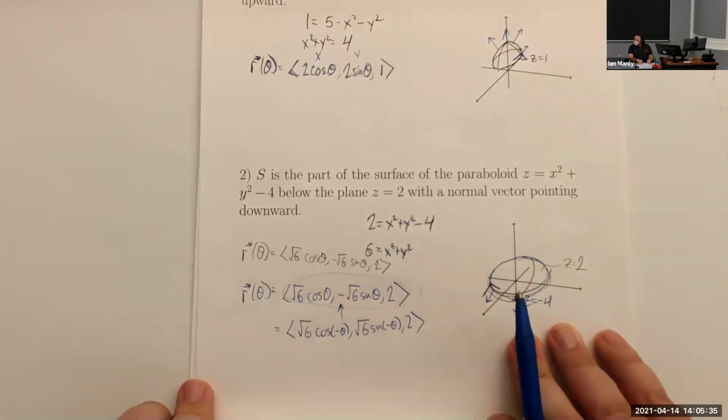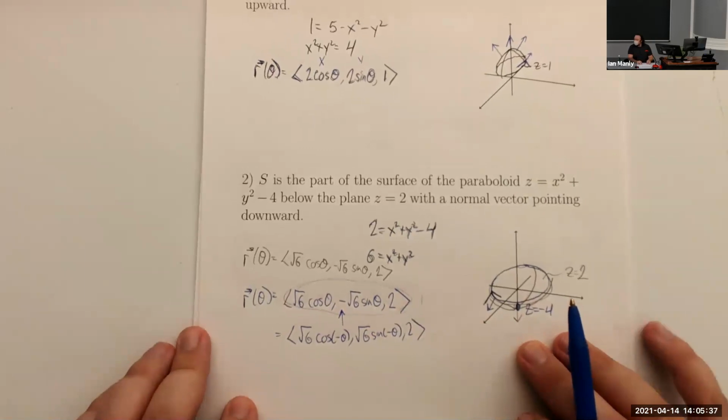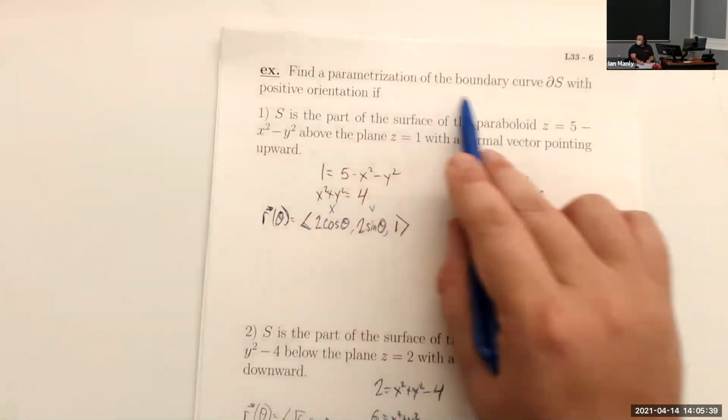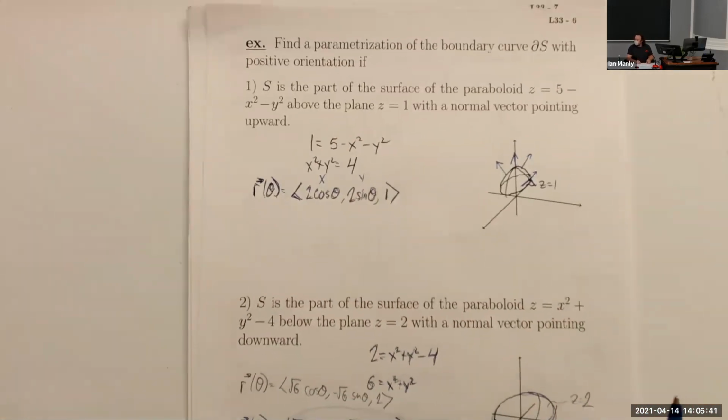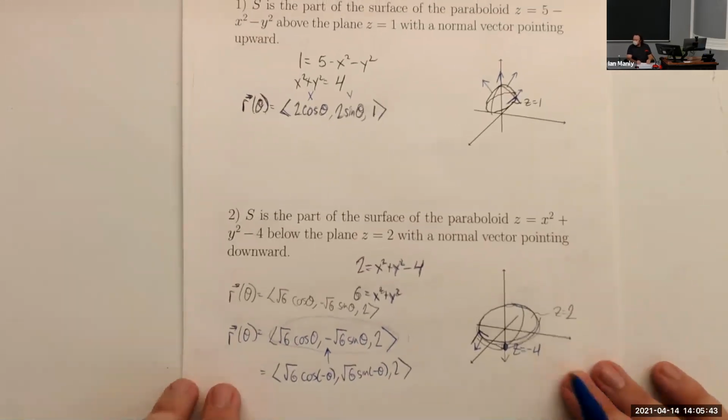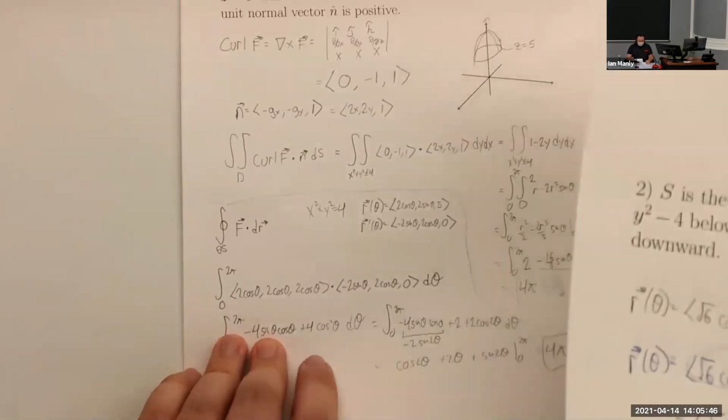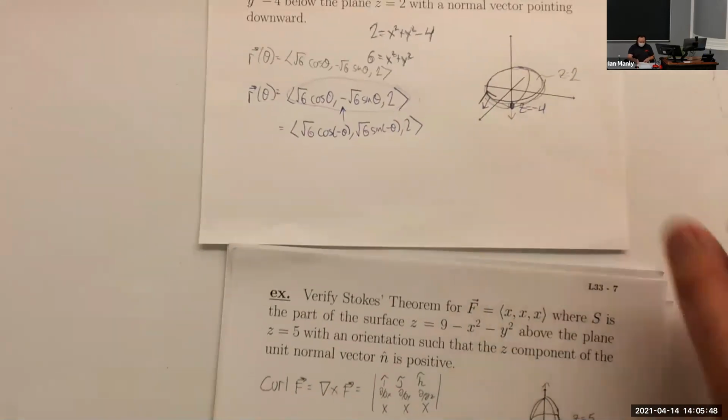All right, all we're doing here is boundary curves. Yeah, so all we needed to do is find the parameterization of the boundary curve for these problems. Okay, but that's about to change with the next problem here.